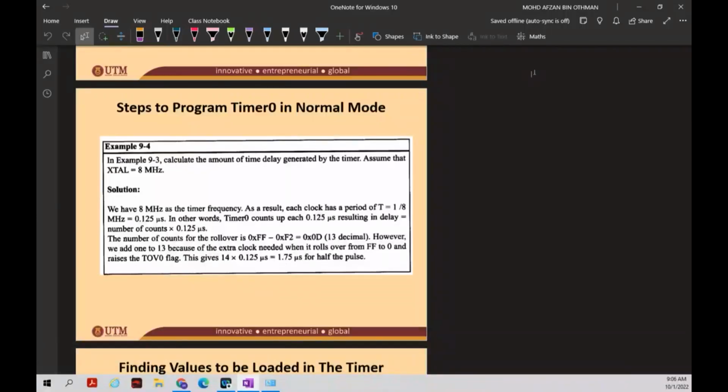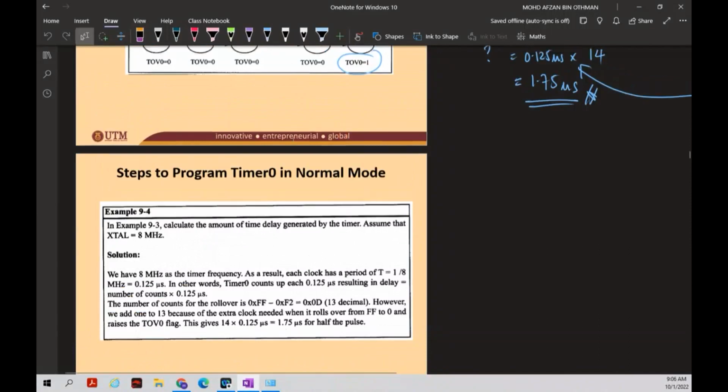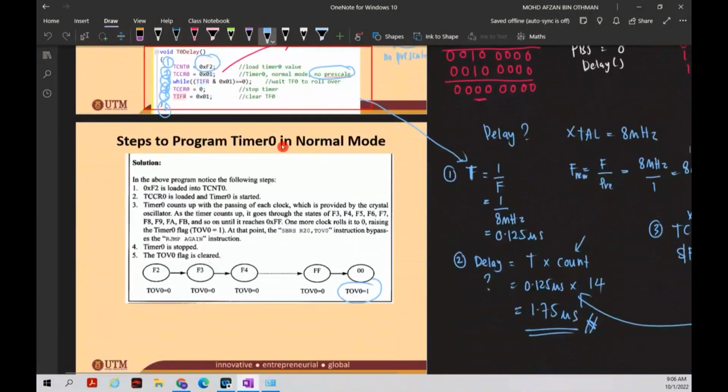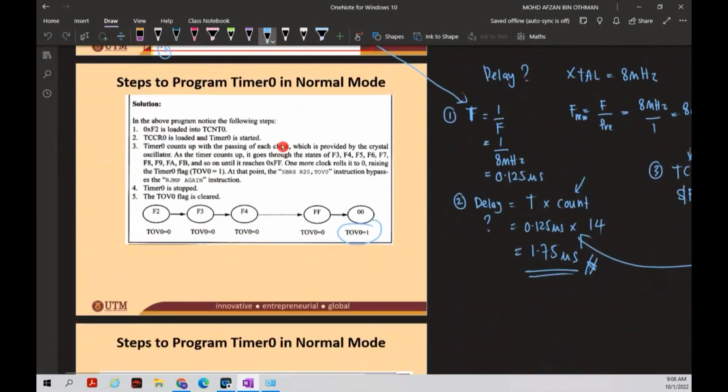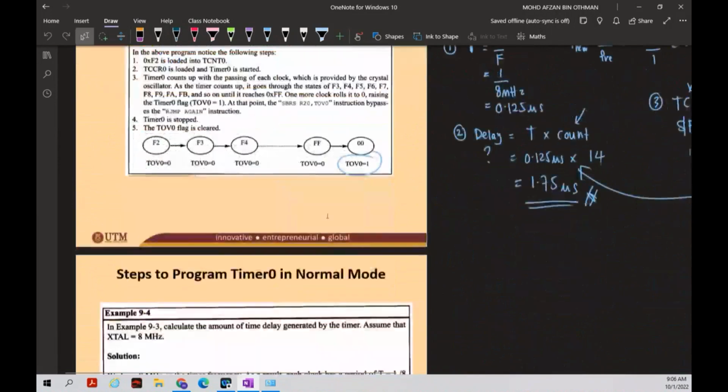To do the timer programming. Previously we already did these examples, where, given these programs, you are required to find out what the delays are that are created according to this coding. So, moving on to the next slide.